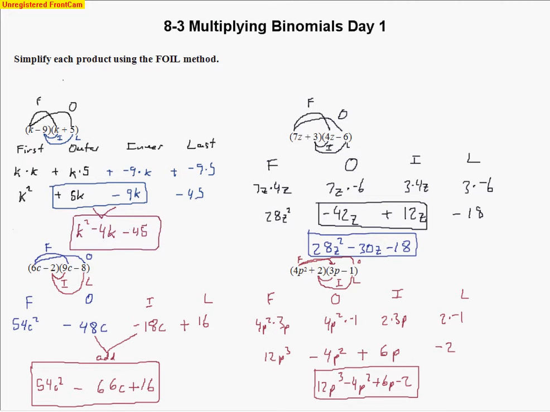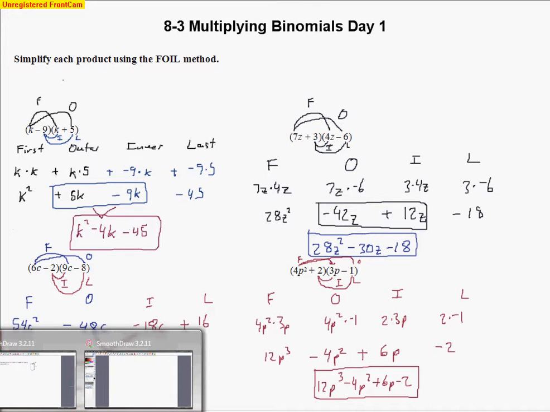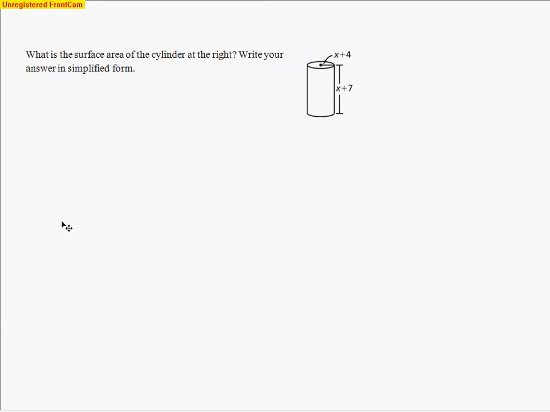So those are multiplying using binomials, or multiplying binomials. Let's take a look at this problem here. And so here we have to look at what the surface area is. And so the surface area of a cylinder is when we have basically two circles. And so we've got a circle on the top and a circle on the bottom. And then we've got this lateral surface that goes around those two circles.